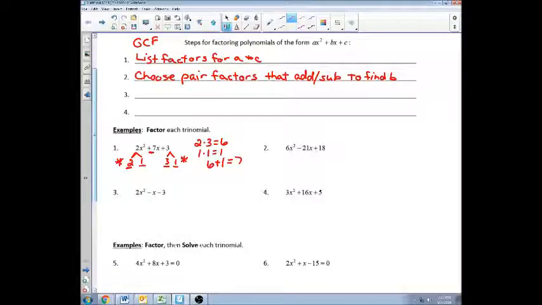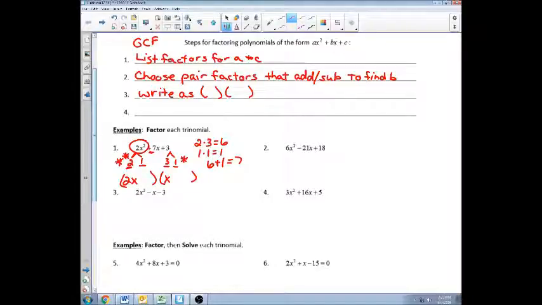The next step is going to be to make our parentheses. We want to make our parentheses. So we're going to write parentheses. My 2 and my 1 from the beginning here, from this side, are going to go in the front of my parentheses. So I'm going to go ahead and write 2x and x, because 2x times x would get me my 2x squared.